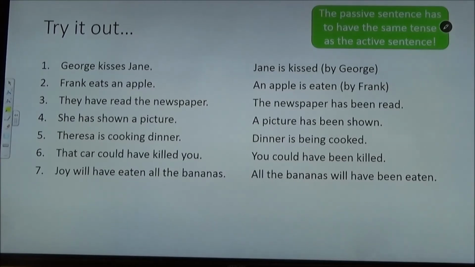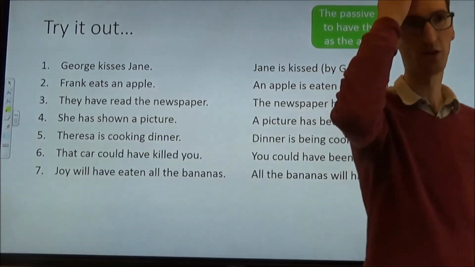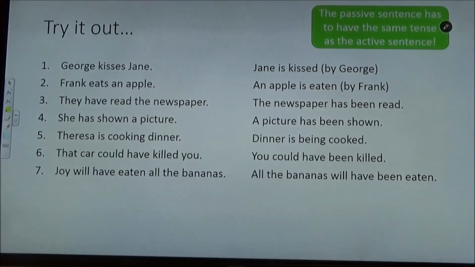People often make the mistake of using an ing form when there's no ing form in the active sentence. You can't do that. You don't say Jane is being kissed or something. That's wrong. And number 5, this does contain an ing form. This is the present continuous. Theresa is cooking dinner. Dinner is being cooked. That car could have killed you. You could have been killed, and Joy will have eaten all the bananas. All the bananas will have been eaten.